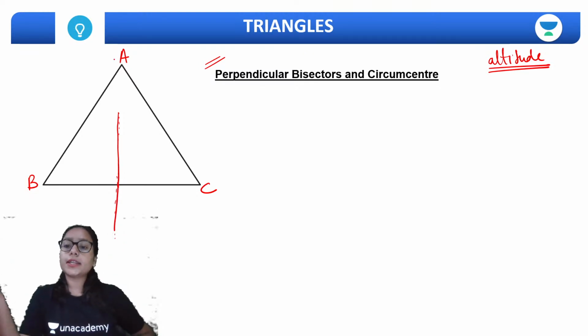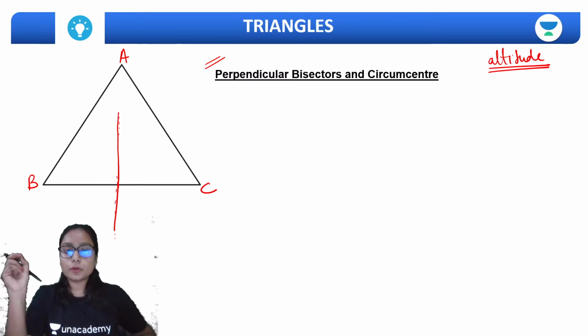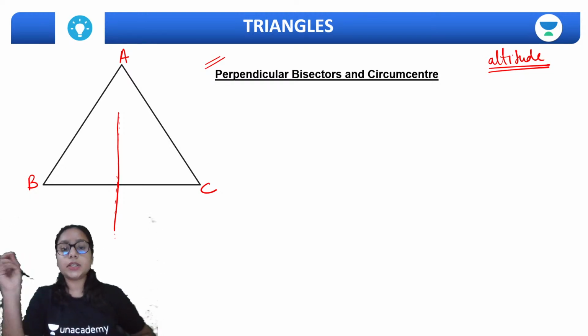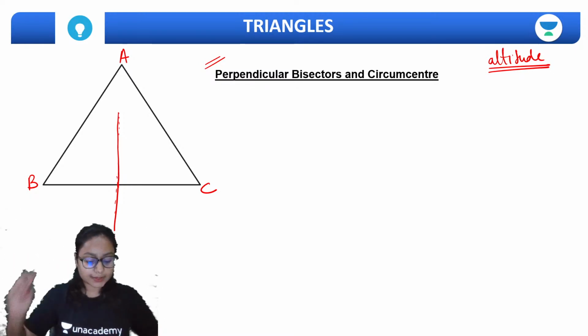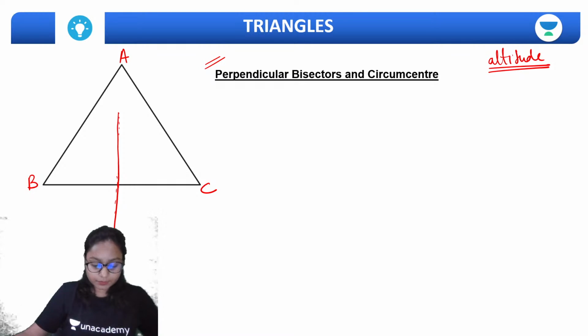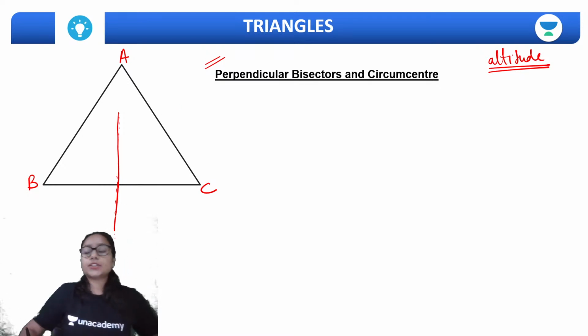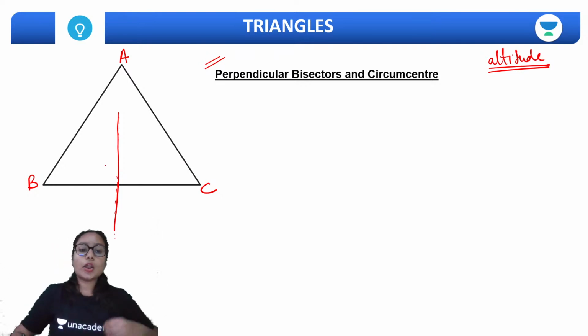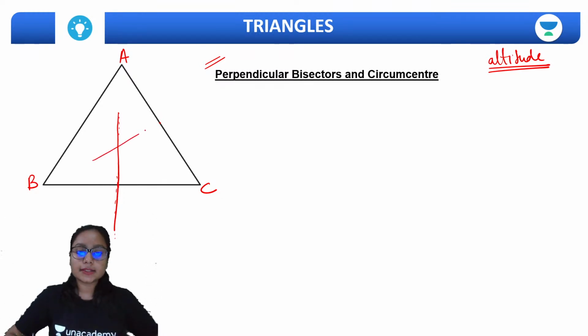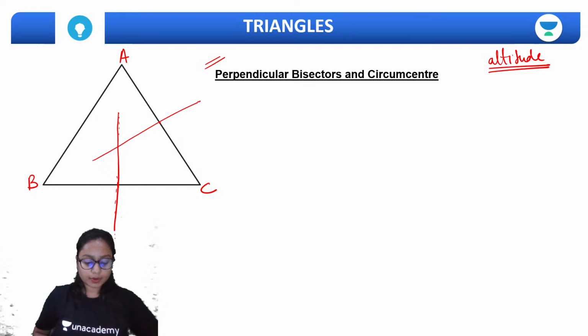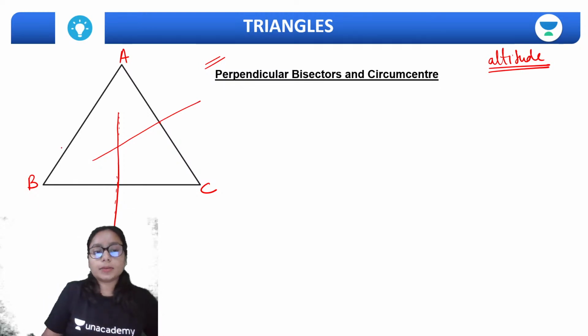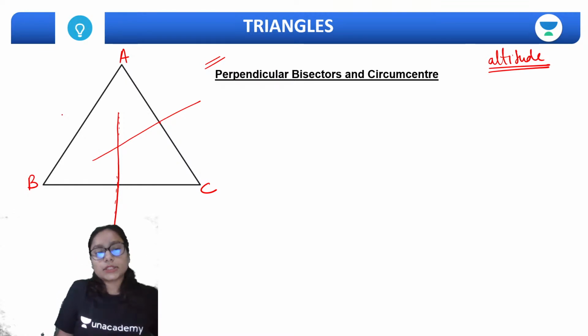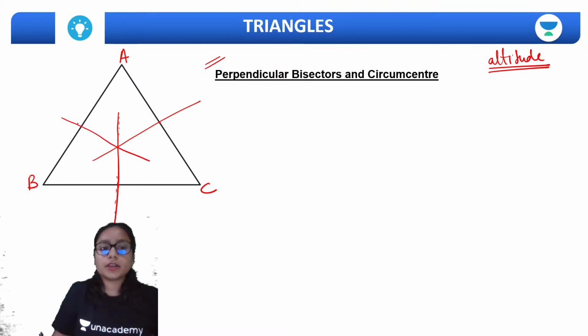There is no need to join this perpendicular to the vertex. It may pass through the vertex, maybe not. I hope the difference between an altitude and a perpendicular bisector is clear to all of you. This is a perpendicular bisector of side BC of the triangle. Now let us draw a perpendicular bisector of side AC. The midpoint of AC is this, perpendicular at this point, somewhere here. Now let us draw the perpendicular bisector of AB. This will also pass through this common point somewhere here like this.